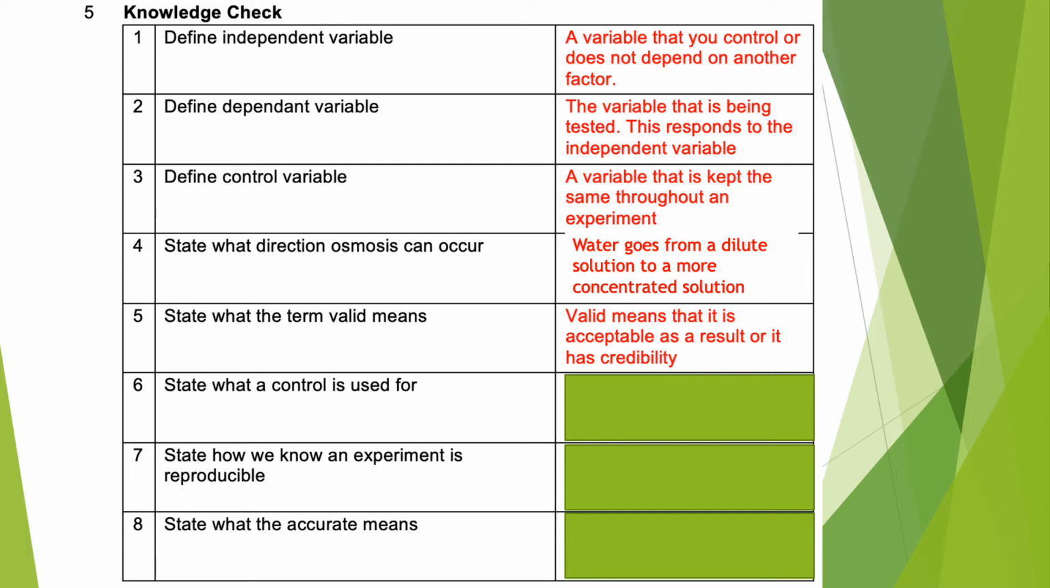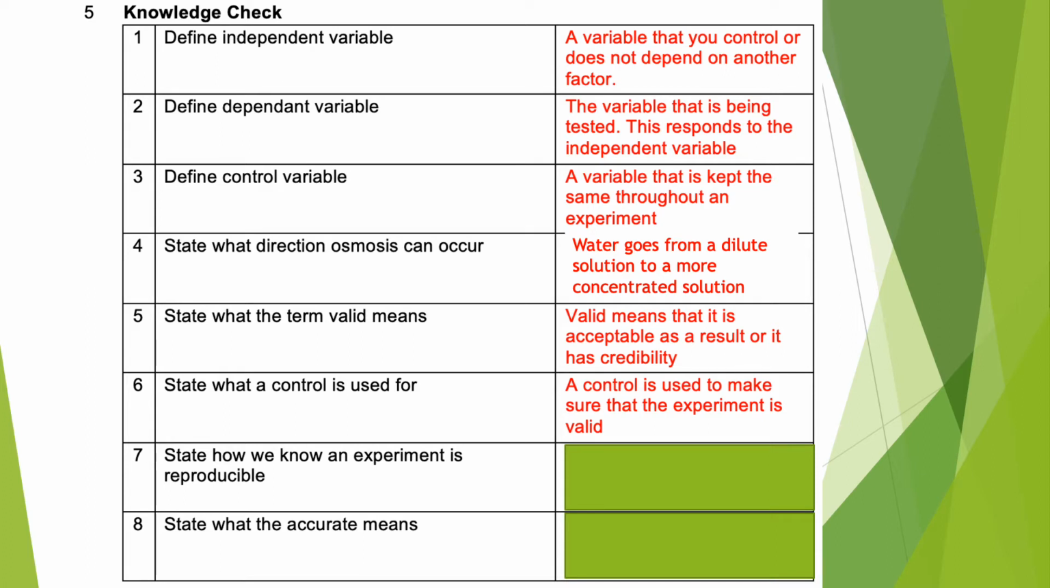Number 6, state what a control is used for. So going back to number 3, a control variable is just to make sure that your experiment is valid, right? So going back to the watering the plant one, having a plant as a control where it receives no water makes sure that, okay, well, we know that water is essential for the plant to grow, okay?